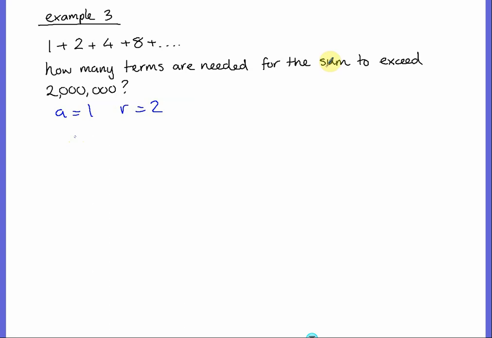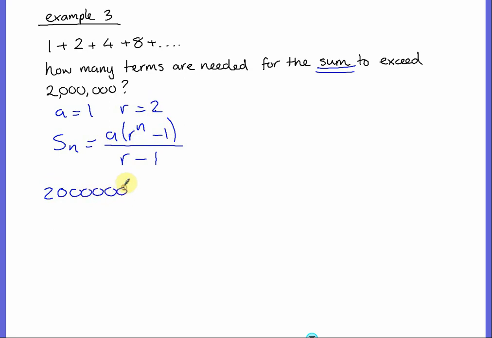So it says sum, so let's go for the sum formula. Start with the denominator. How's it going to look nice? That way round. So r to the n minus 1. So the sum has got to equal 2 million. Oh, 1 zero short there, I think. 1, 2, 3, 4, 5, 6, yeah. a is 1, it's always nice. Don't have to type it in. 2 to the power of n minus 1 all over 2 take away 1, which is 1. So let's just get rid of all of those straight away.